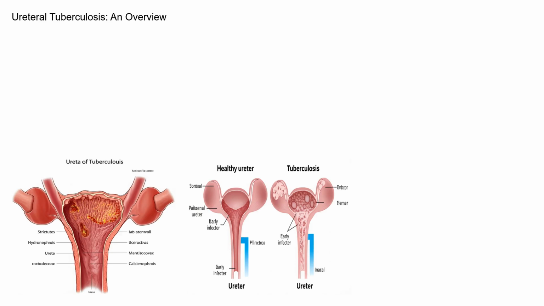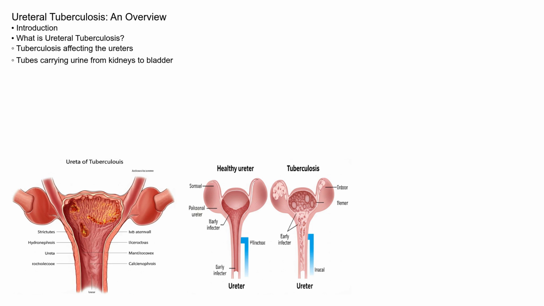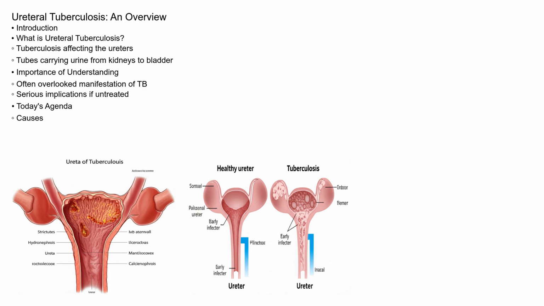Hello and welcome. Today we'll be delving into a specific and often overlooked manifestation of tuberculosis, ureteral tuberculosis. This disease, affecting the tubes that carry urine from your kidneys to your bladder, can have serious implications if left untreated. We'll explore its causes, how it affects the body, how it's diagnosed, and what can be done about it.